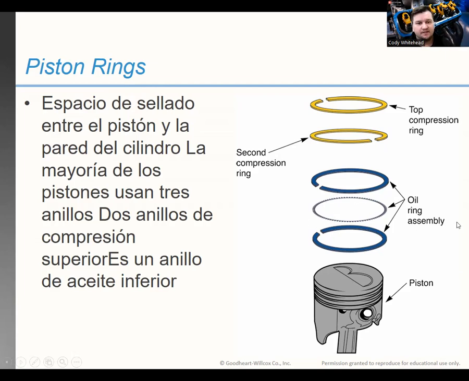And I mean, gas engine has 3. 4-stroke engine has 3. If it's a 2-stroke engine, it only has the compression rings. The way those work, they don't have oil rings. But 4-stroke engine is what we're learning, has 3 rings.